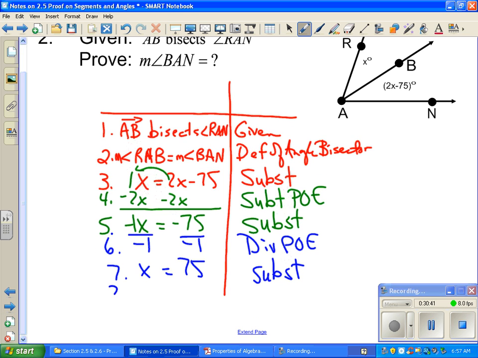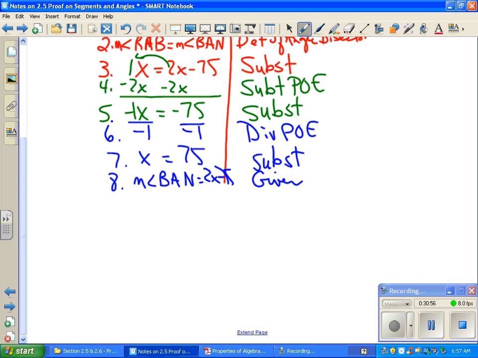So, in order to find that measure of angle BAN, first let's talk about what is BAN. Well, BAN was the bottom angle, 2x minus 75. So that was given to us on the picture. So we are going to plug in what we found x to represent. BAN equals 2 times 75 minus 75. We're replacing the x with the answer for what x came out to be. So that is substitution. And then we actually evaluate that.